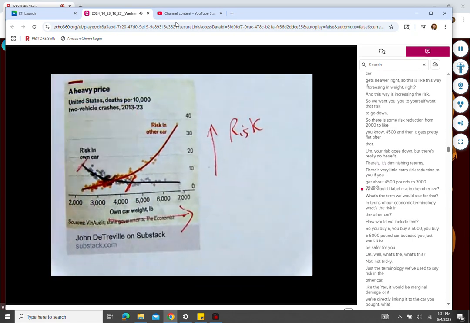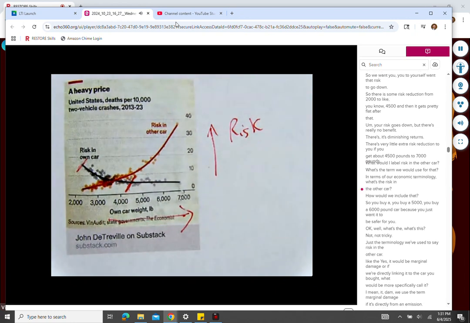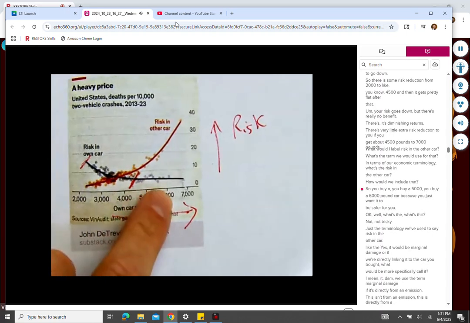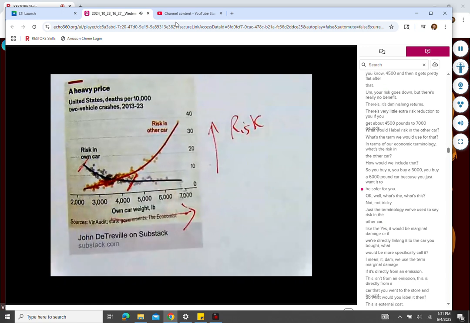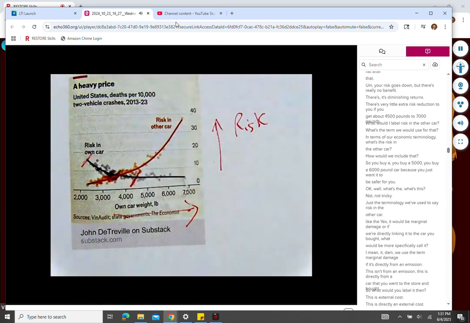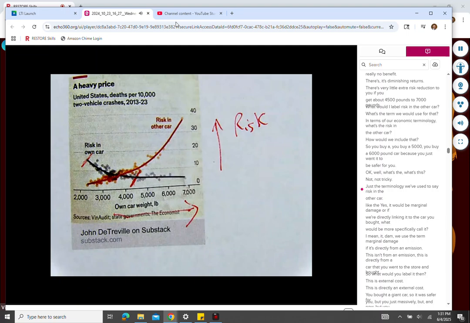What would I label risk in the other car? What's the term we would use for that? In terms of our economic terminology, what's the risk in the other car? How would we include that? So you buy a 5,000, you buy a 6,000 pound car because you just want it to be safer for you. Okay, well, what's this? Not tricky. Just the terminology we use to say risk in the other car.